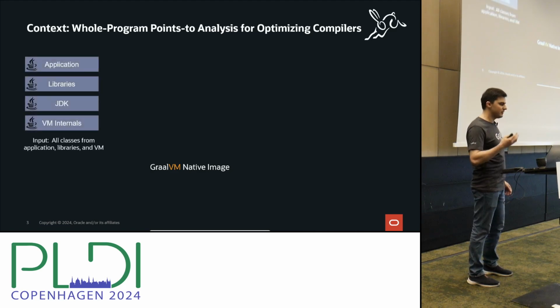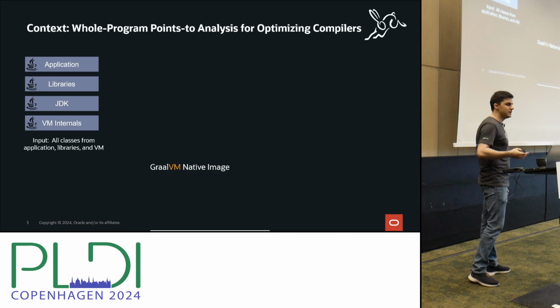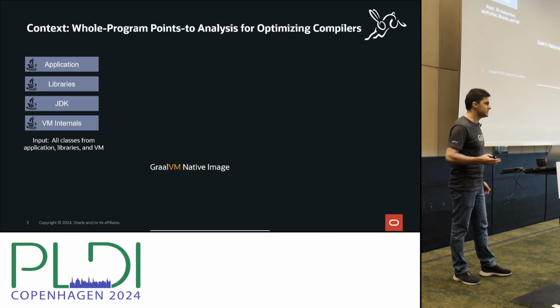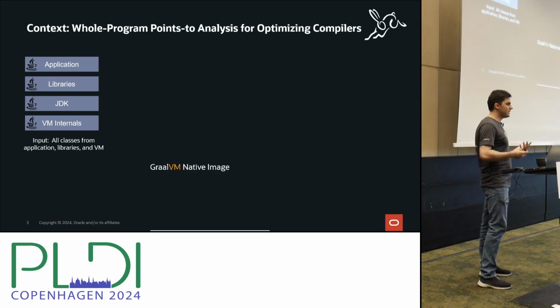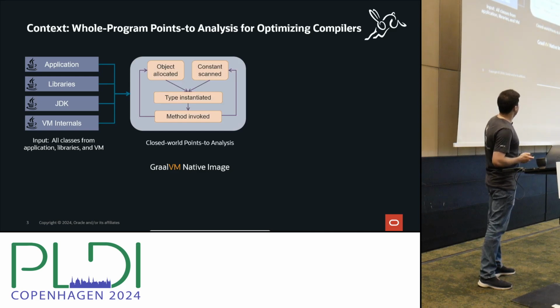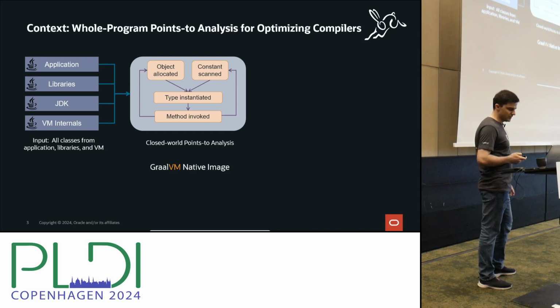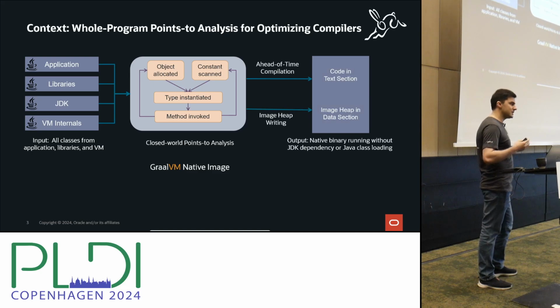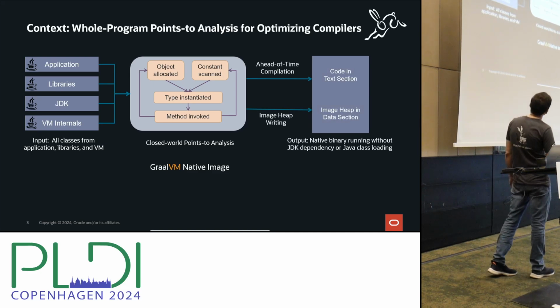that takes your application together with the libraries, JDK, and the VM internals, all written in Java, or some language that compiles to Java bytecode, and feeds all of them together to a program analysis, a closed world points-to analysis, to prove facts about the code. And then the results of the analysis, we feed them into an ahead-of-time compiler.